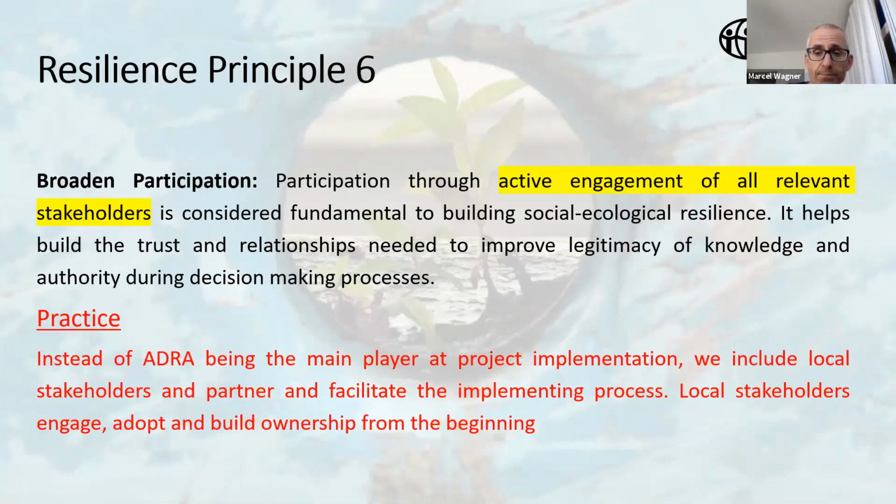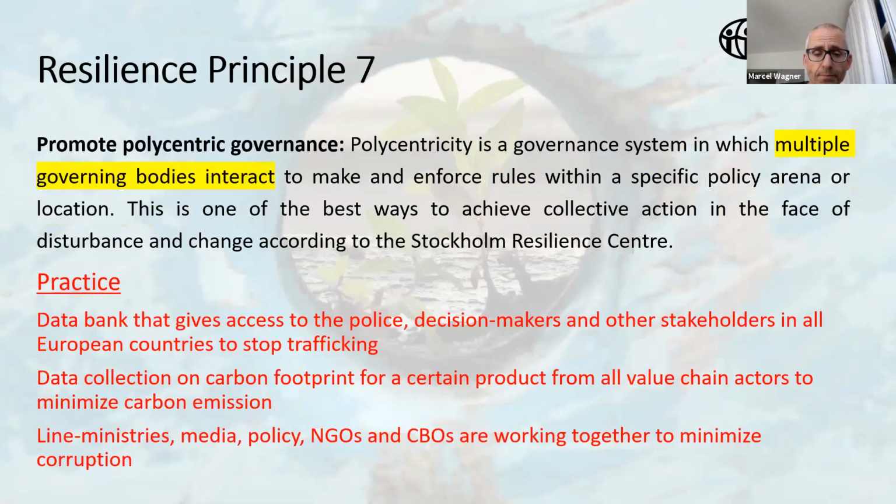Principle 7. This is probably the most difficult one. Promote polycentric governance. Polycentricity is a governance system in which multiple governing bodies interact to make and enforce rules within a specific policy arena or location. This is one of the best ways to achieve collective action in the face of disturbance and change, according to the Stockholm Resilience Center.